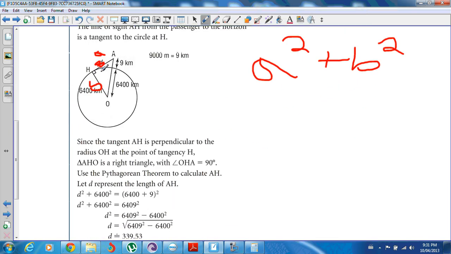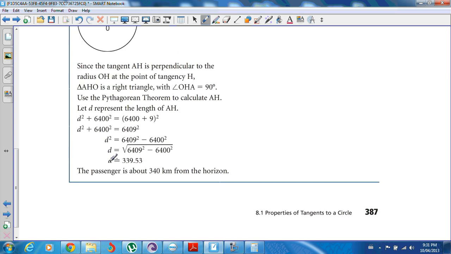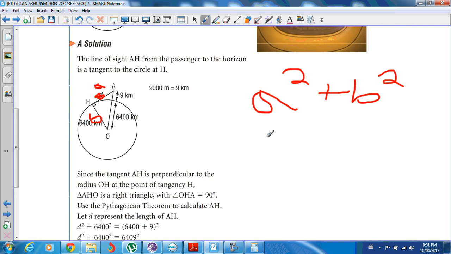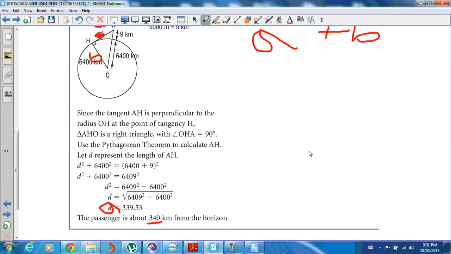And you can see when you solve for this one here, and it's not D in our case, we called it A, the answer is 339.53. So the passenger is about 340 kilometers from the horizon.